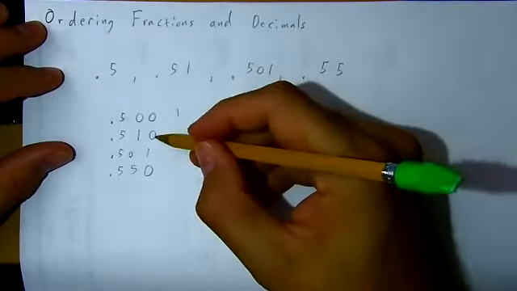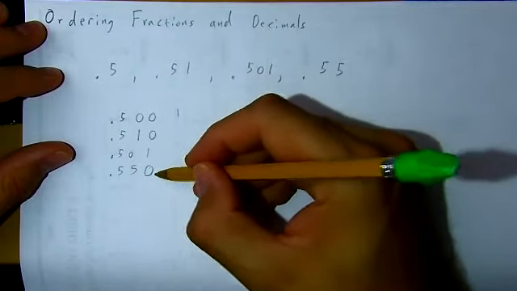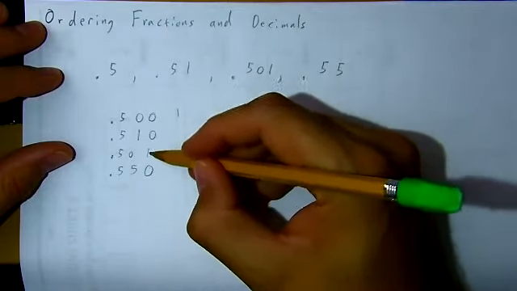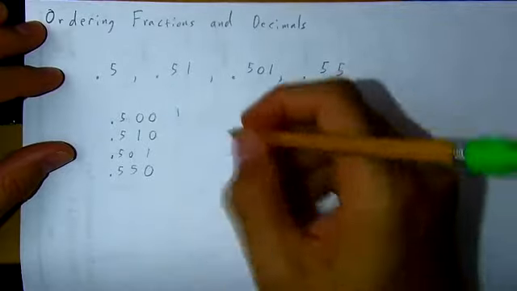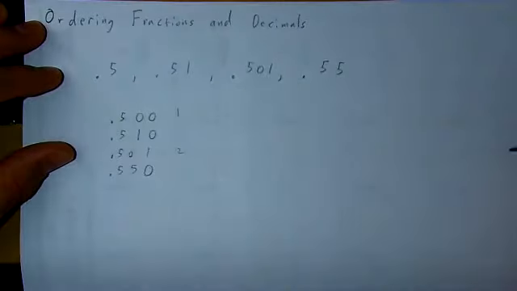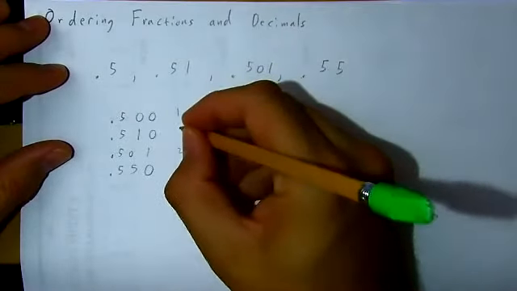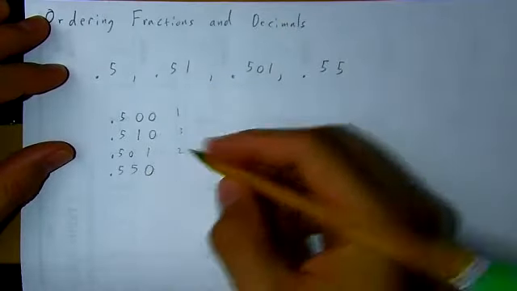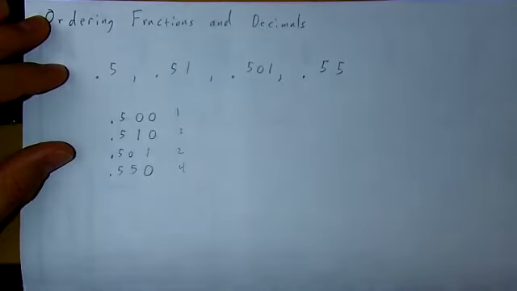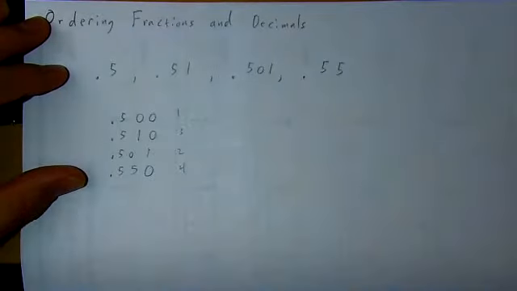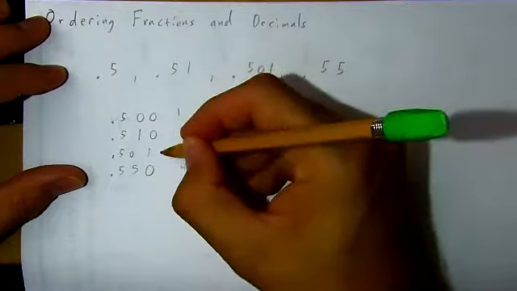What's the next smallest? 510, 501, or 550? Well, 501 is just one more than 500, so that's second. What's your third from the bottom? 510. And your biggest number is 550. So that would be your fourth number. So if it asks you to order these least to greatest, it would be this one, this one, this one, and this one.